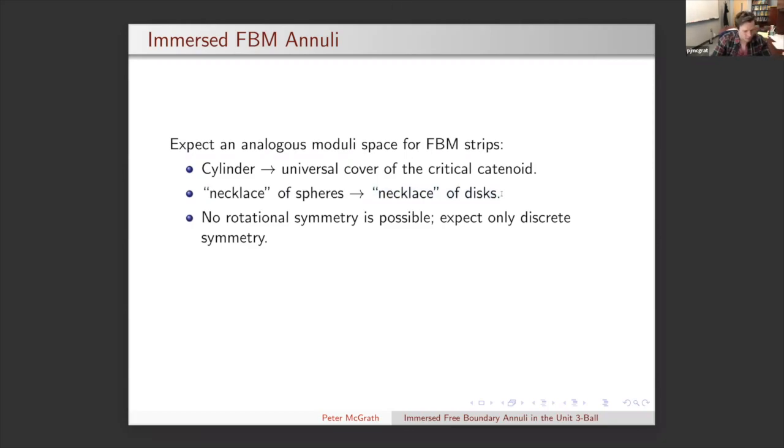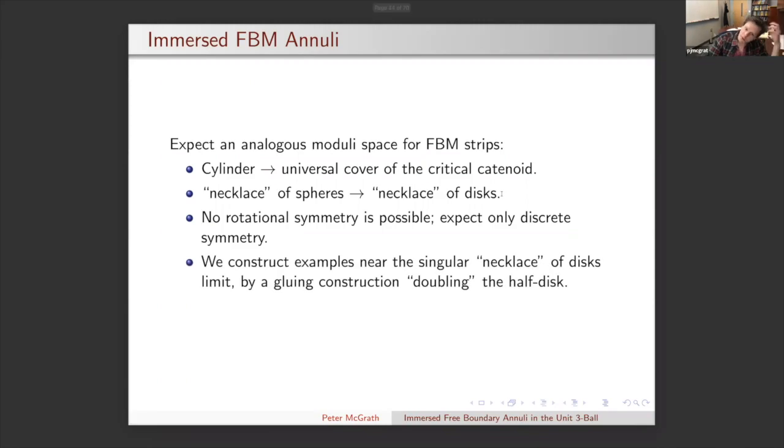An obvious wrench that gets thrown in with making an analogy like this is that for the Delaunay surfaces, you can assert an ambient rotational symmetry, whereas for free boundary strips, this is not possible in general, except at the special value for the covering of the critical catenoid. And so the best one can do is try to assert some discrete symmetry.